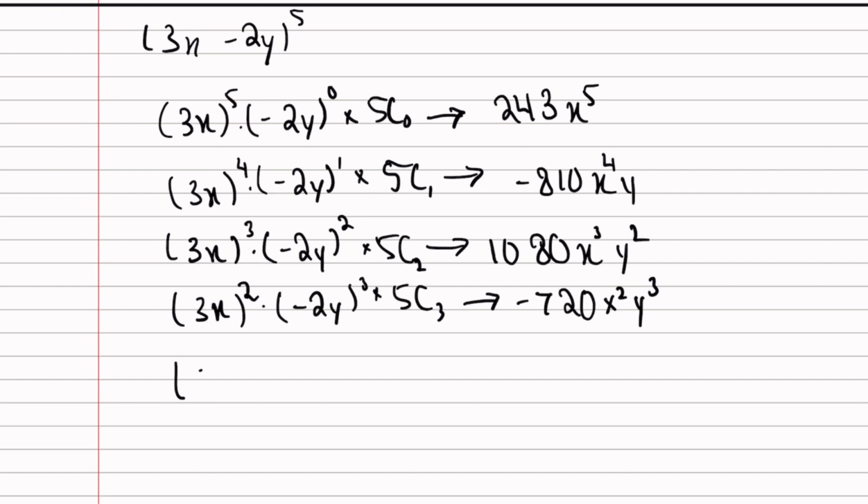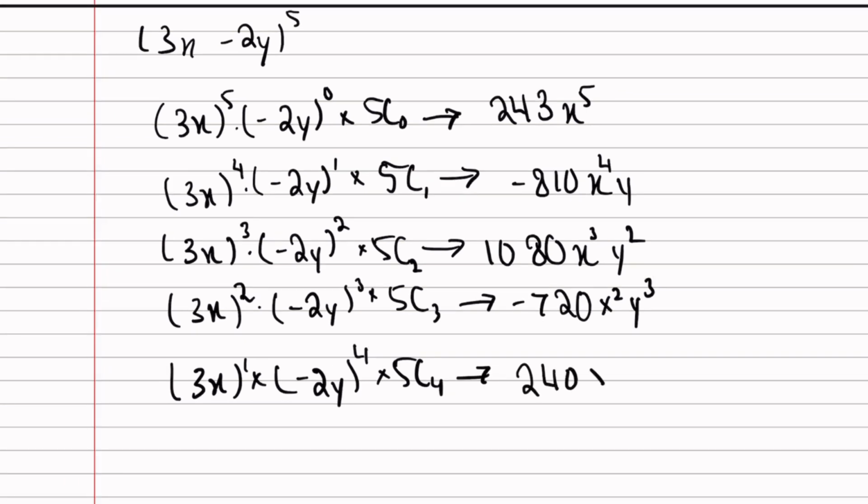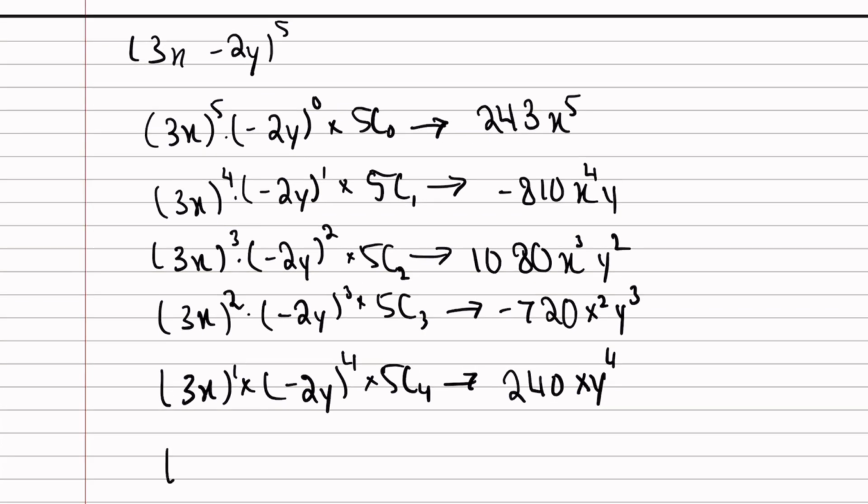Fifth term: 3x to the power of 1 times minus 2y to the power of 4 times 5 choose 4. That's supposed to be 240 x y to the power of 4. The last one is going to be 3x to the power of 0 times minus 2y to the power of 5 times 5 choose 5, which is going to be minus 32 y to the power of 5.